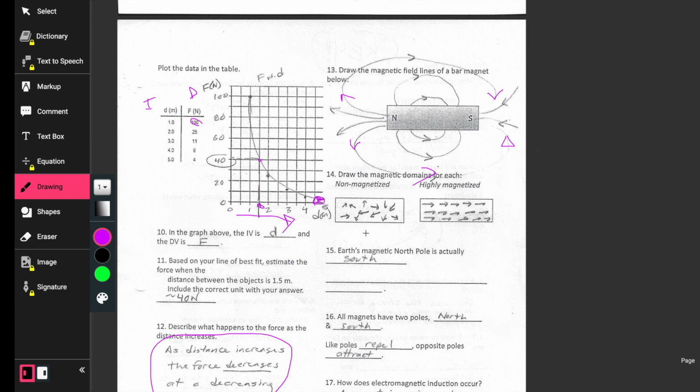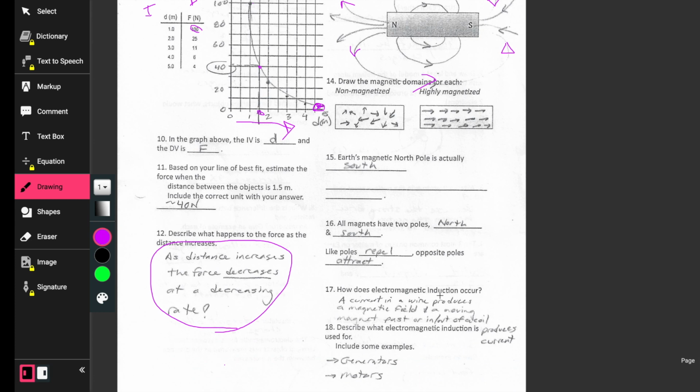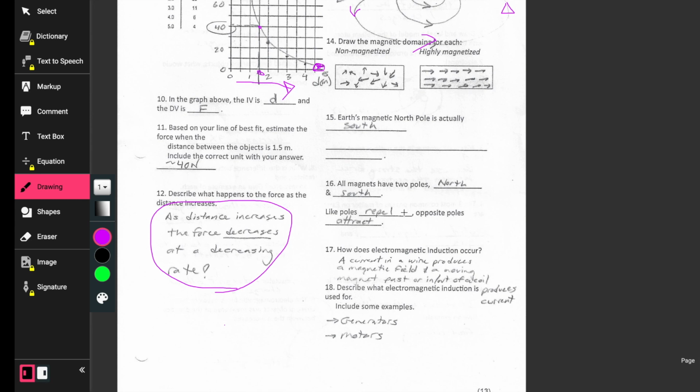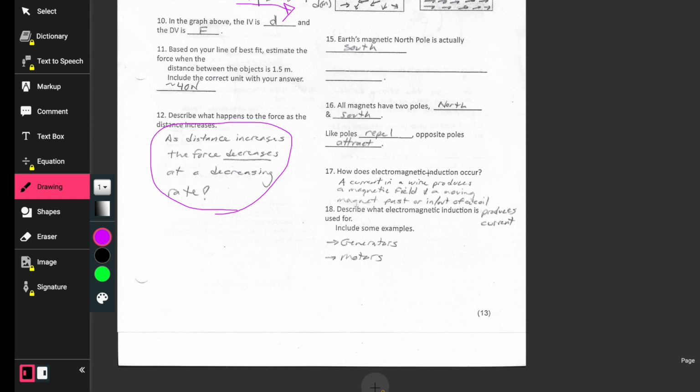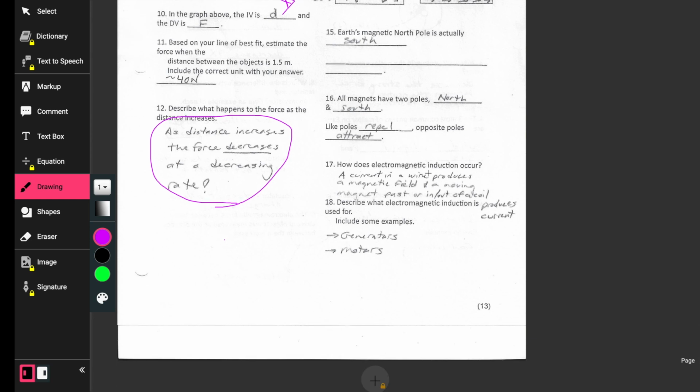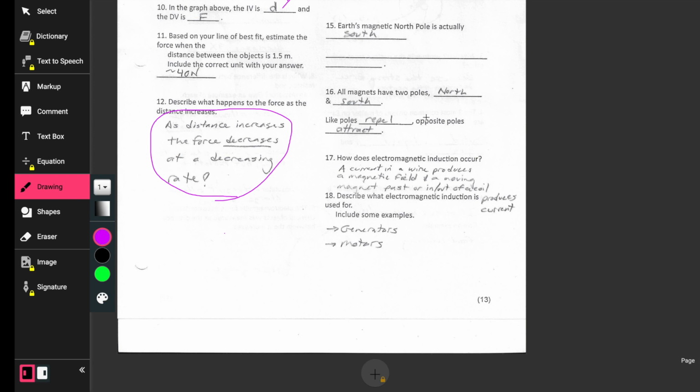Non-magnetized, randomly pointing in all different directions. Highly magnetized, all lined up. Earth's magnetic north pole is actually the geographic South Pole. So South America is closer to the Earth's magnetic north. All magnets have two poles, north and south, even at the atomic level. Like poles repel, opposites attract.